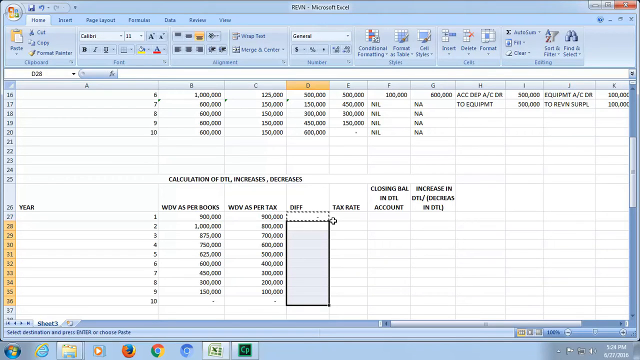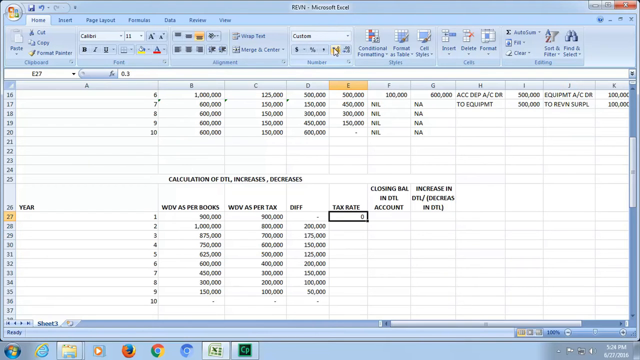First year there is no difference, because there was no difference in the cost for tax purpose and books purpose. There is no difference in depreciation for the first year, but from the second year onwards you can see that there is a difference between the WDV as per books and as per tax. Now I'll take the tax rate here. Let us assume that the tax rate remains constant at 30% for all the 10 years.